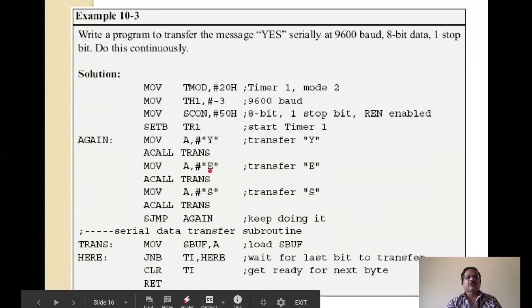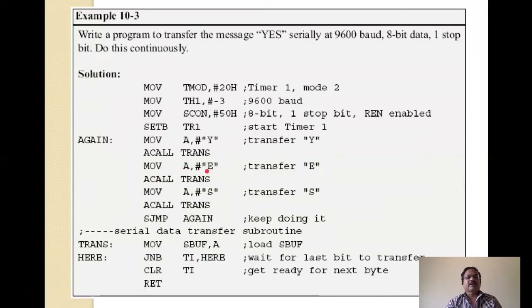Now, next is the E character. So like that, E, then yes, all the characters one by one are transmitted over the TxD line. And here, yes, jump again, keeping it in the loop. So this "yes" message will be transmitted over the TxD line.